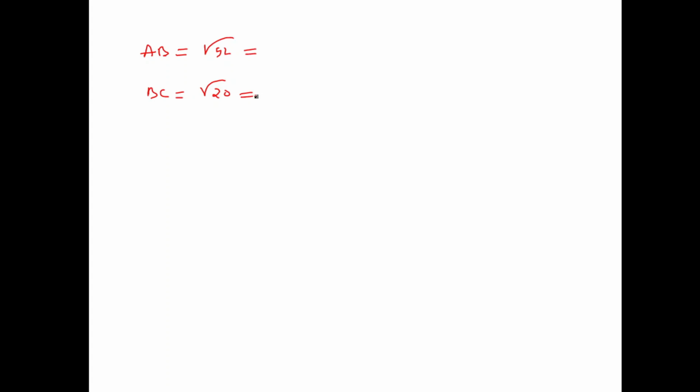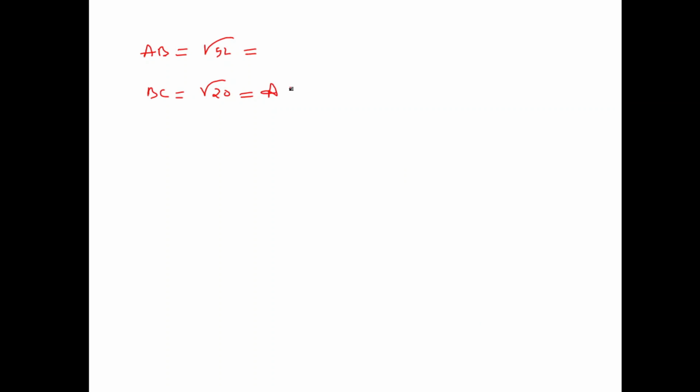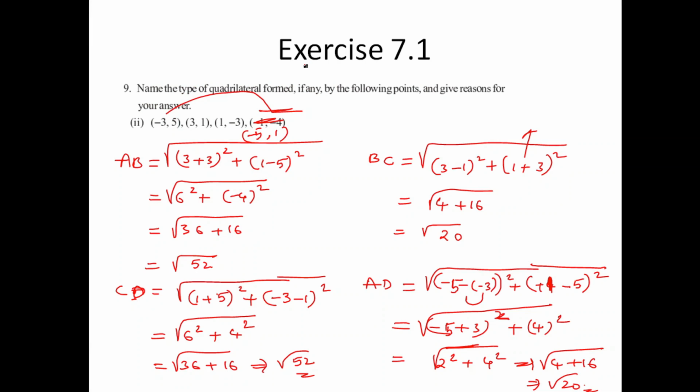Eventually, this is also equivalent to, so BC is equivalent to your AD, and similarly, AB is equivalent to your CD, isn't it? So if I draw a parallelogram, I may get them to be equal, isn't it? If it is a parallelogram, or it may be a rectangle also.